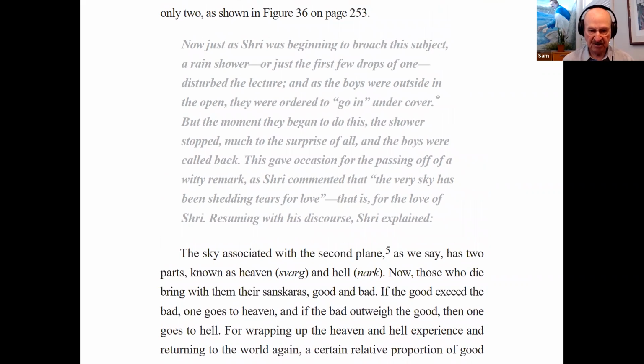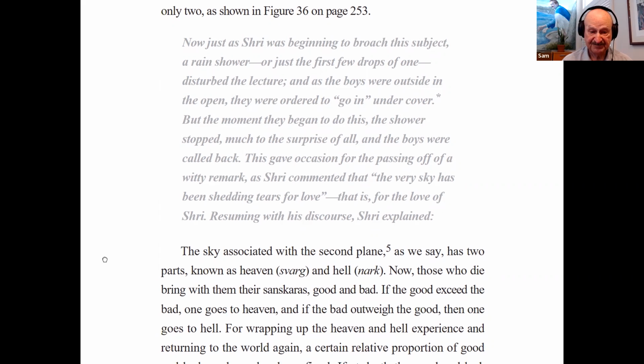So they were ordered to go in under cover. But the moment they began to do this, the shower stopped, much to the surprise of all, and the boys were called back. This gave occasion for the passing off of a witty remark, as Shri commented that the very sky has been shedding tears for love. That is, for the love of Shri.